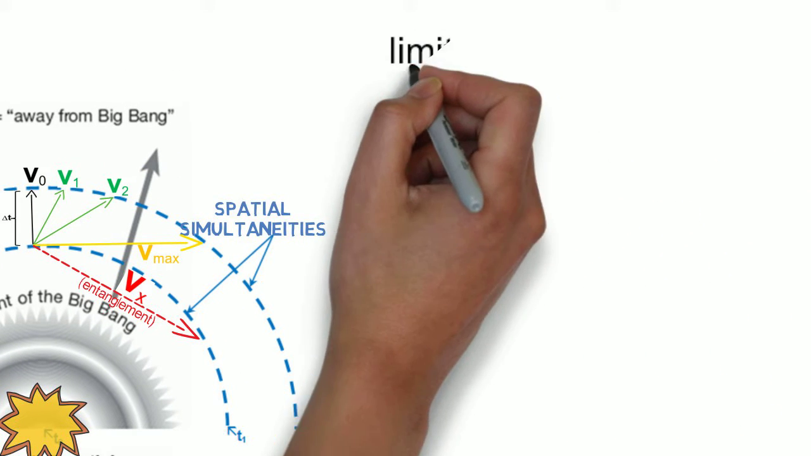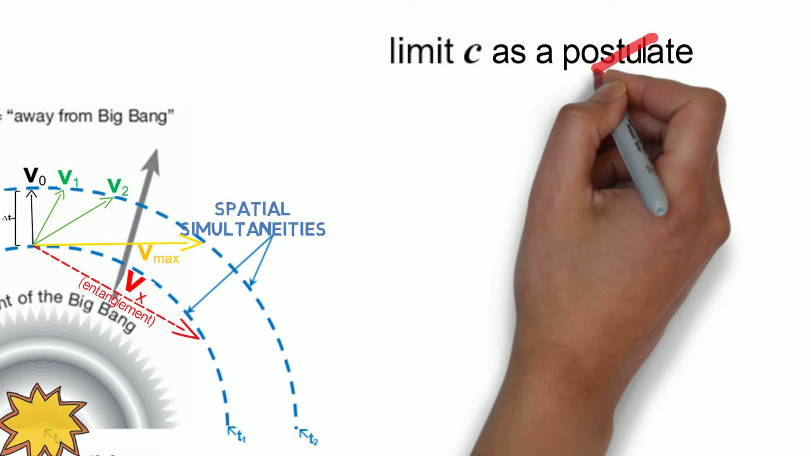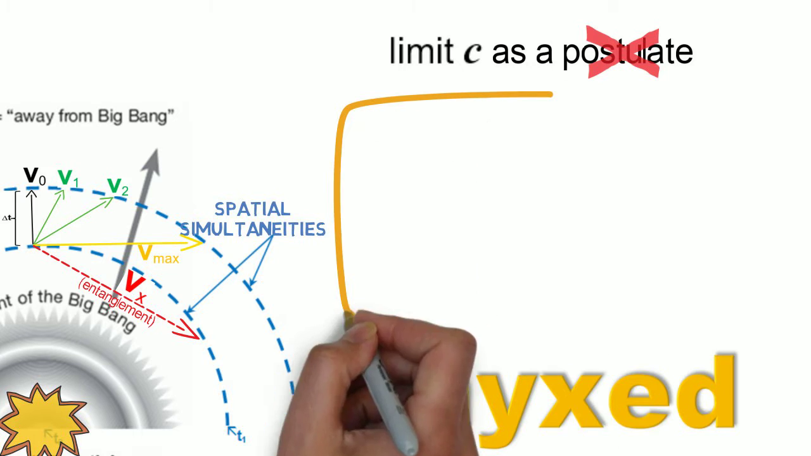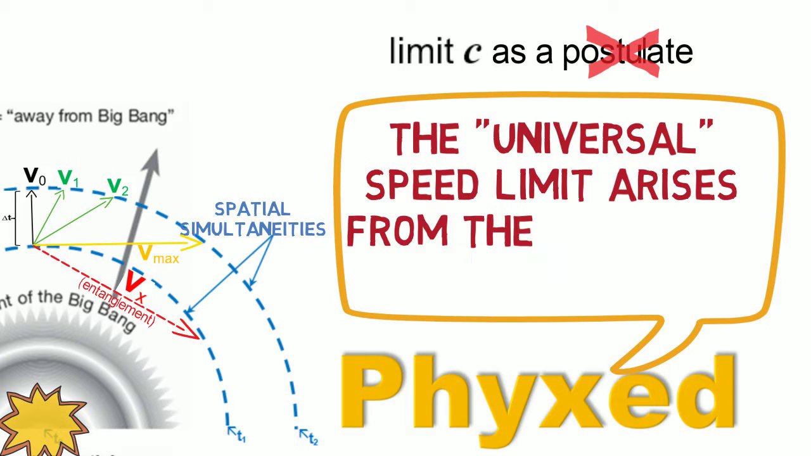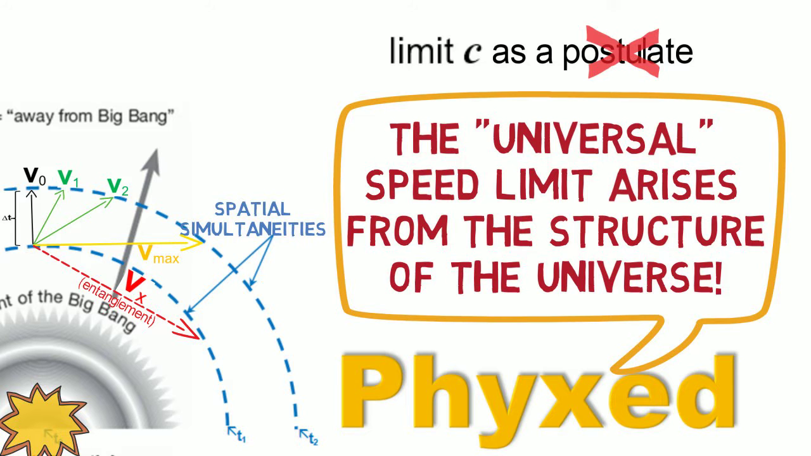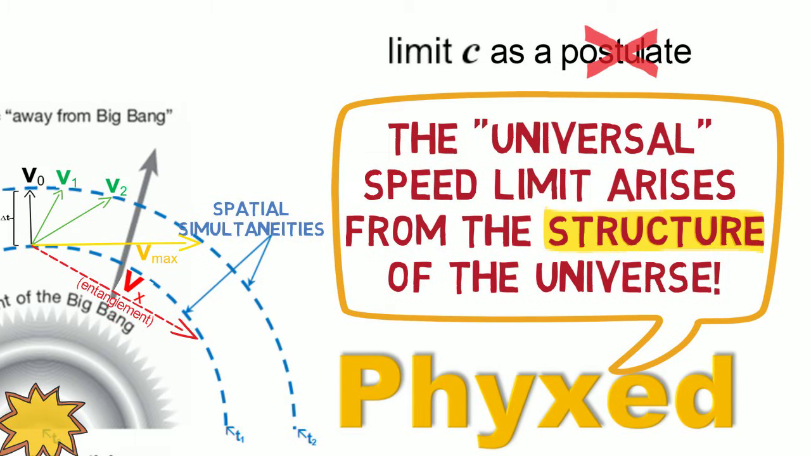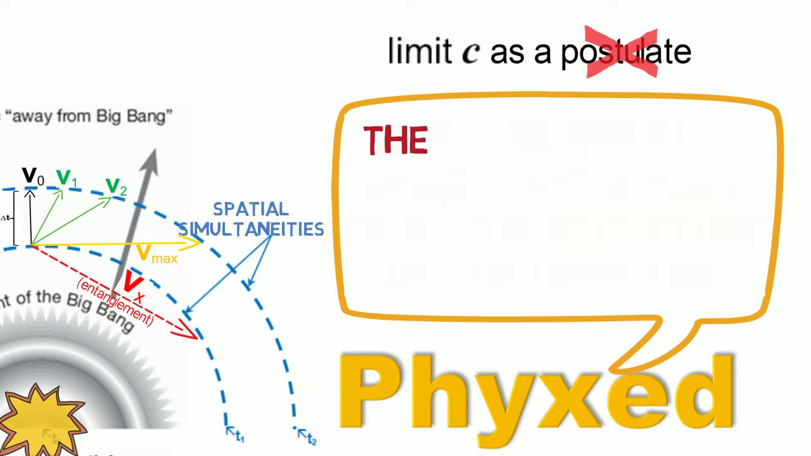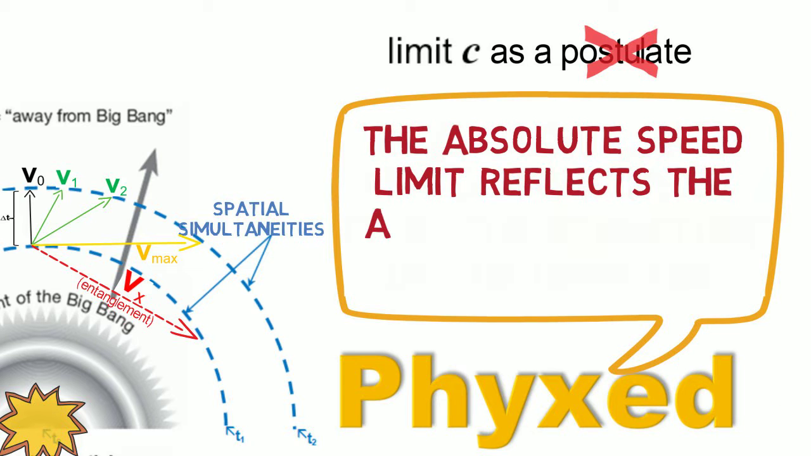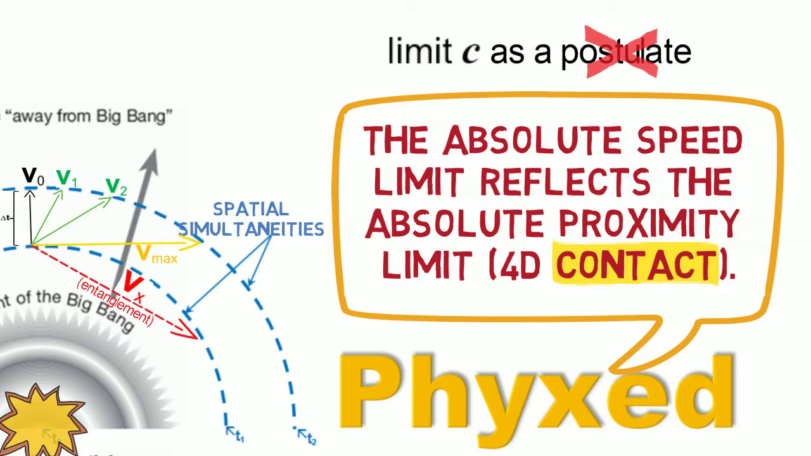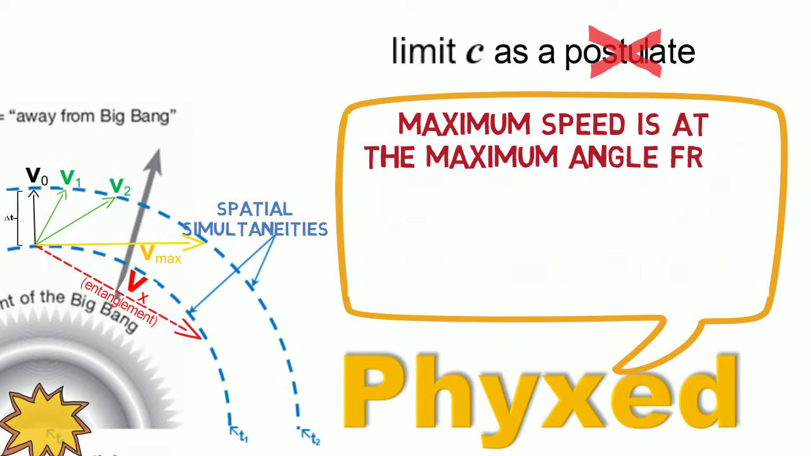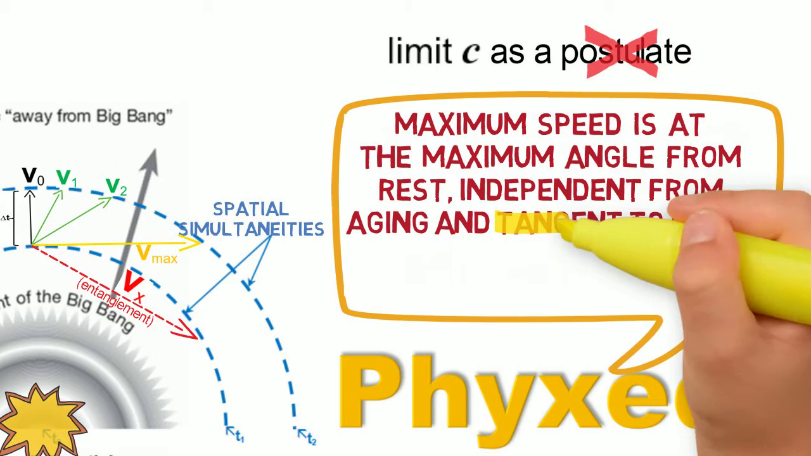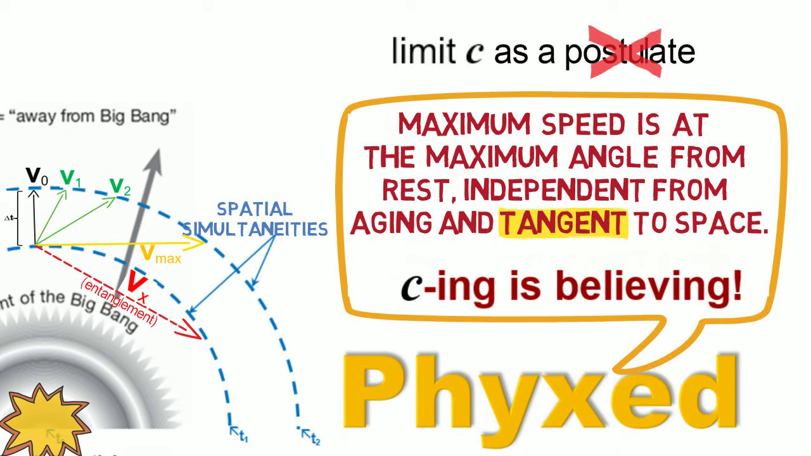With the curved space radial-time model, special relativity doesn't need to assert universal speed limit c as a postulate. Rather, speed limit c is universal because it arises from the underlying structure of the universe. In Episode 3, Phyxed explained limit c in terms of its zero magnitude, a 4D proximity limit. Here it's confirmed in terms of its tangent direction. Either way, seeing is believing.